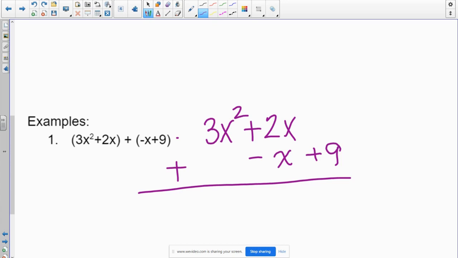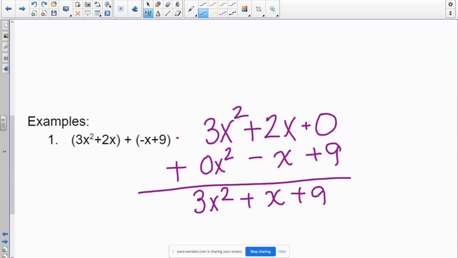So you can start from left to right. We have 3x squared. We added nothing. If I really technically wanted to, I could put 0x squared there. 2x plus a negative x leaves me with just 1x. And then nothing up here plus 9. If you really want to add the 0 up there to show that there's some place value there, 0 plus 9 is also 9. So it's 3x squared plus x plus 9, which is your sum of the polynomials.